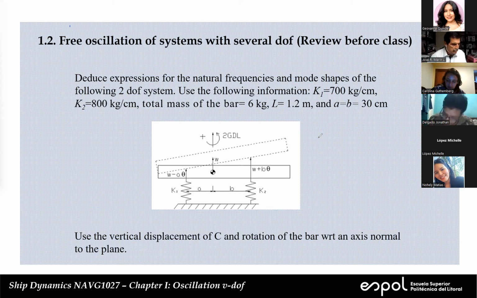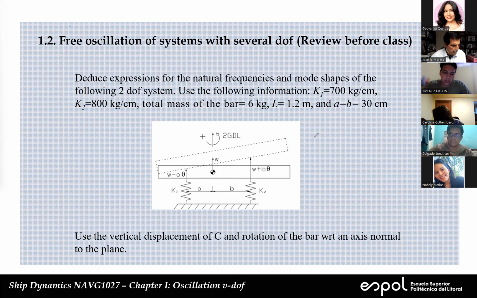Jimenez, you have it? Oh, yes, doctor. The equation of motion is m w dot plus k sub 1 plus k sub 2, both times w, plus k sub 2 b minus k sub 1 a, times theta, equal to 0. Okay, good. And the second one?